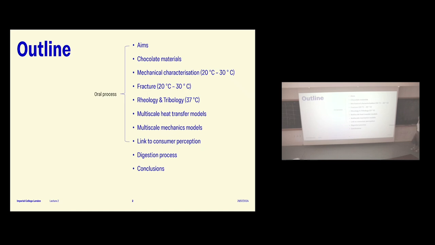So this is the outline of the talk. I'm going to give you the aims of all of this work that we did, and then all of this is mechanical characterization, and how we used these on chocolate to get multi-scale models for two things. Chocolate is very important, of course, the texture and how it breaks on the first bite, or rheology and so on, which is basically this bit here, multi-scale mechanics models. But I'm also going to show you multi-scale heat transfer models. So basically with chocolate, melting, of course, is very, very important to the texture as well as the processing. And this last bit in the end is what was advertised to be in my first lecture, and I took it out and I put it here. Hopefully we'll have time in the end to go through our work on the digestion process.